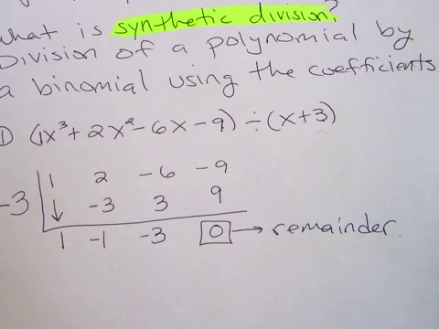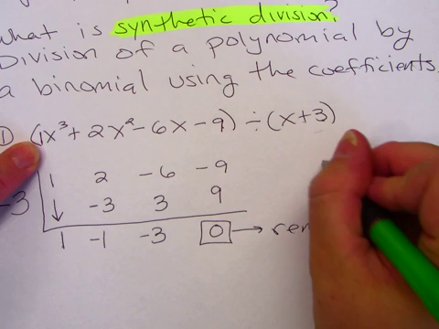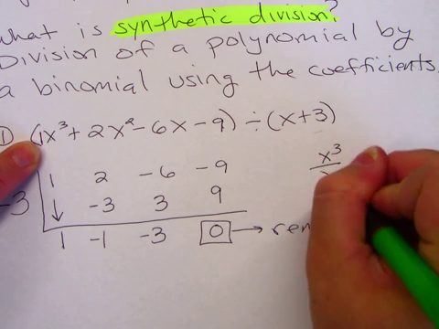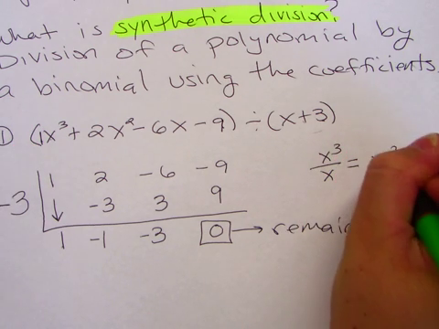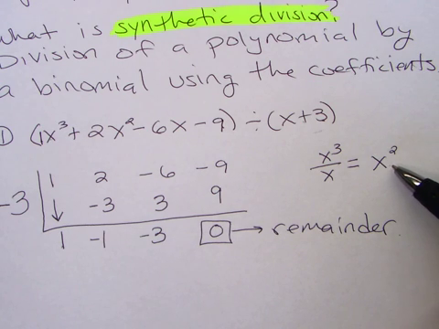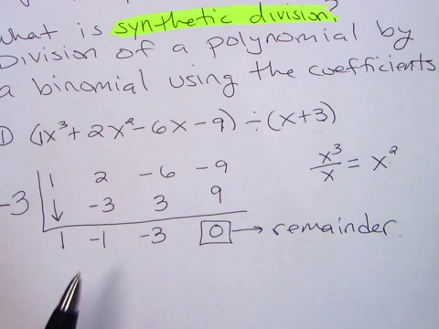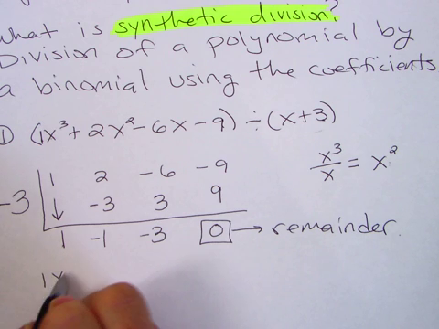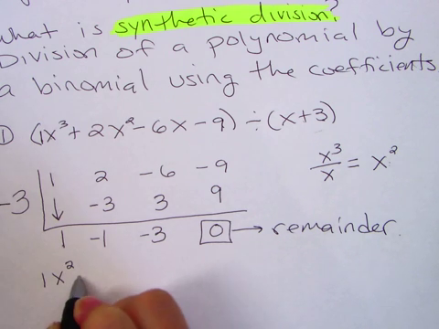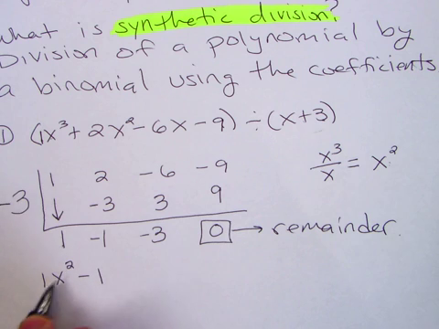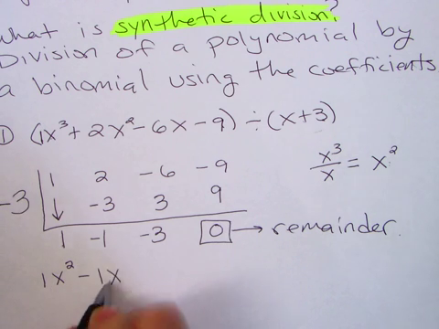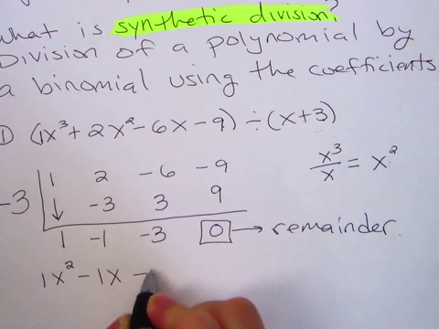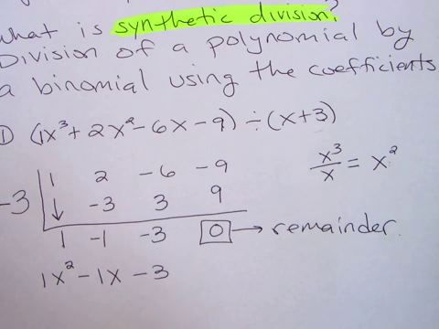Now let's look at that first term. x cubed divided by x gives x squared, so the highest power of our answer is x squared. This has a coefficient of 1. So the answer is 1x squared, minus 1x, and then it works itself down: -3. That's the answer. We're done.